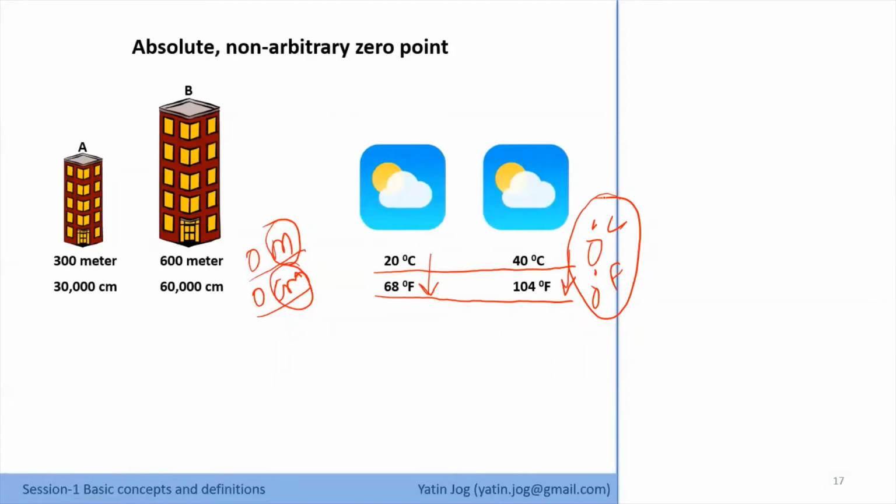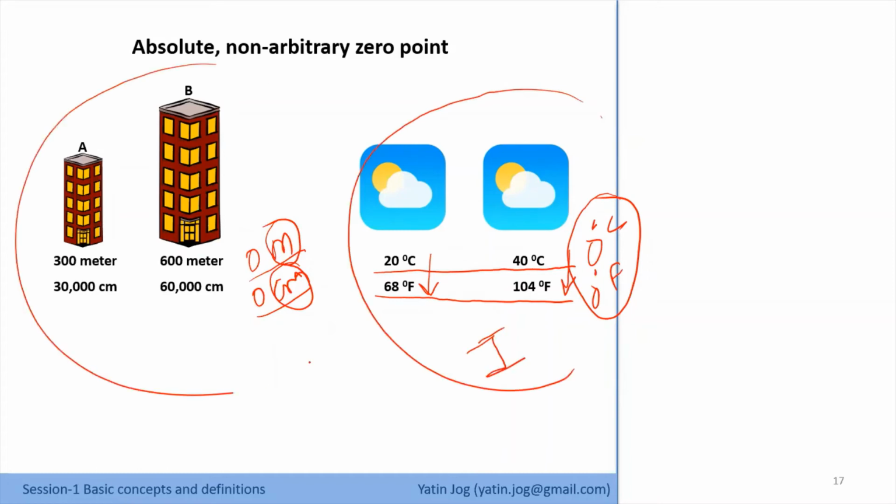So that is the meaning of true 0. That is the meaning of absolute 0, or non-arbitrary 0. So when for a variable we don't have a true 0, those are interval variables. And for variables where we have a true 0, those are always ratio variables.